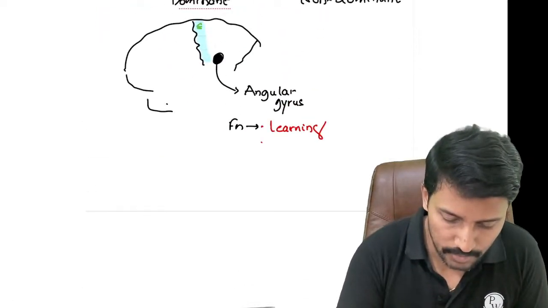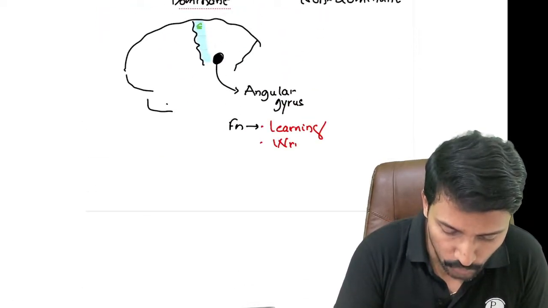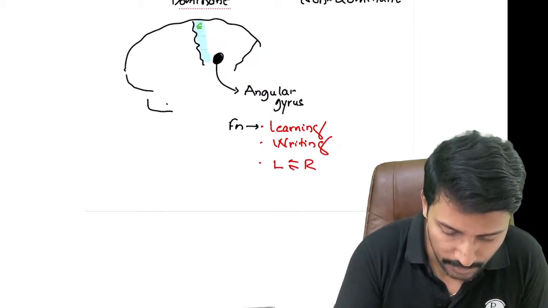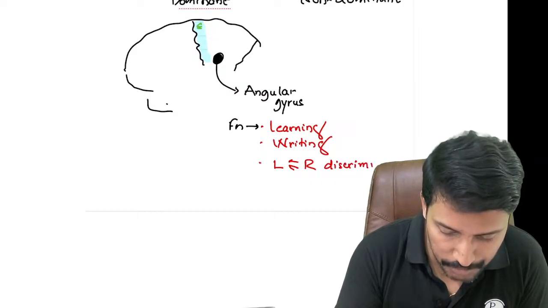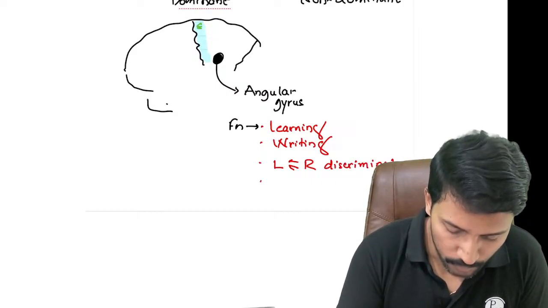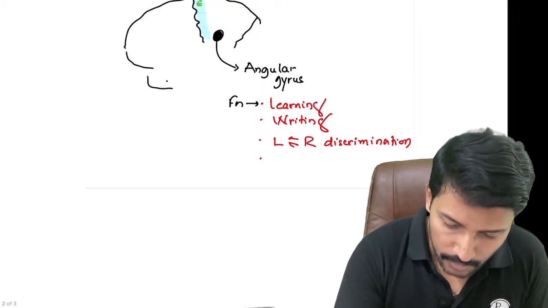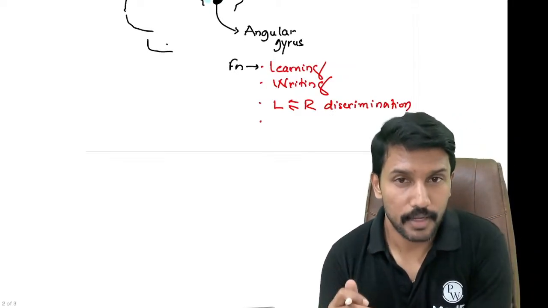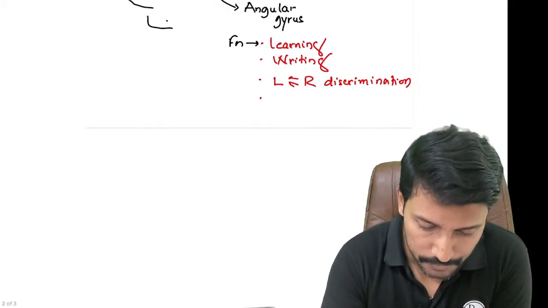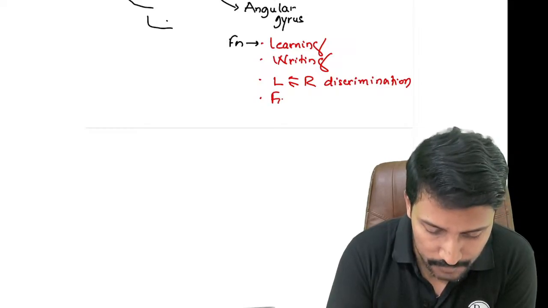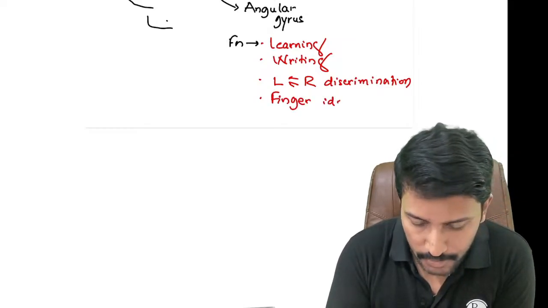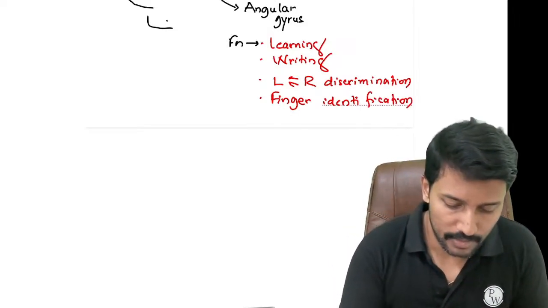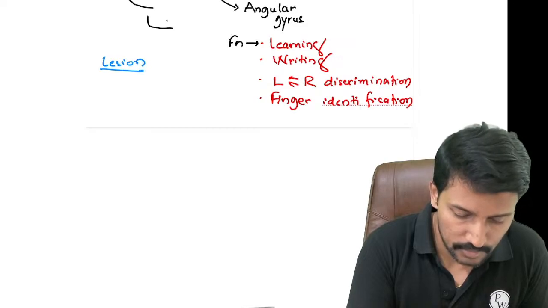Then the second function of this area is it helps you to write. Third, it helps you to distinguish between the left and right. Left and right discrimination is also a function of this area. Okay. Then this ability to learn is what we call lexis. Ability to write is what we call graphia. Then left right discrimination. It helps you to identify your fingers. Finger identification.